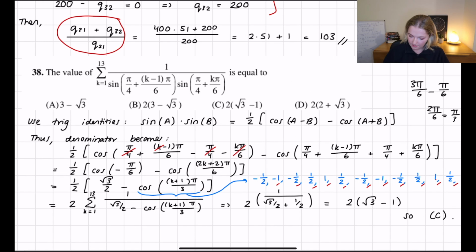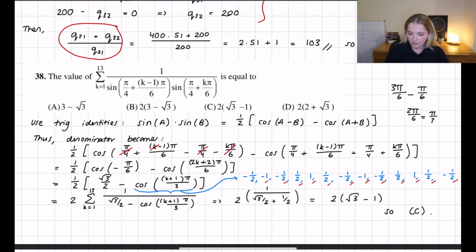Now this is basically using a manipulation of trigonometric identities. So we have here the value of this summation here, and we need to calculate that, saying it's equal to one of these values, which one is it?